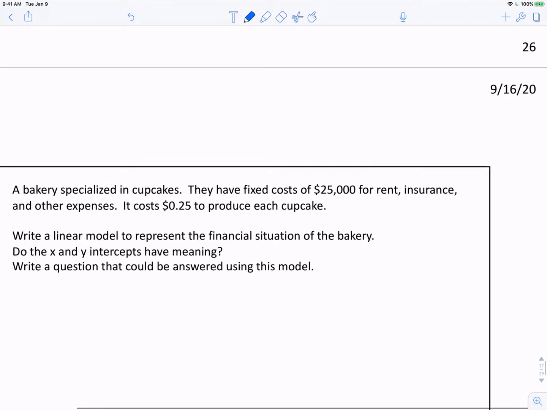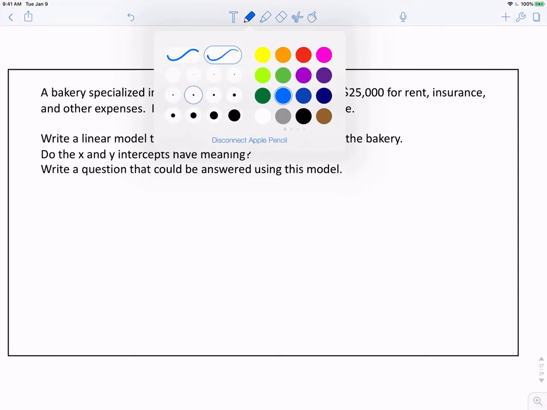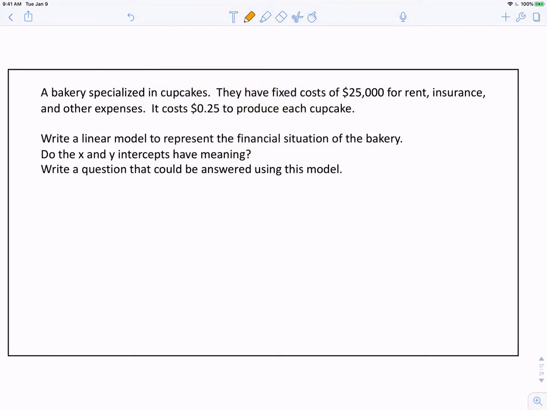Let's try another one. A bakery specialized in cupcakes. They have fixed costs of $25,000 for rent, insurance, and other expenses, and it costs 25 cents to produce each cupcake. Write a linear model to represent the financial situation of the bakery. Do the X and Y intercepts have meaning? And then write a question that could be answered using this model.